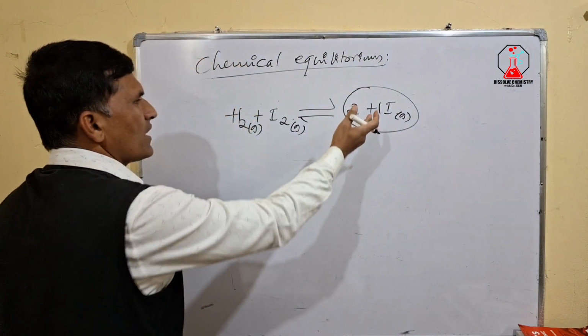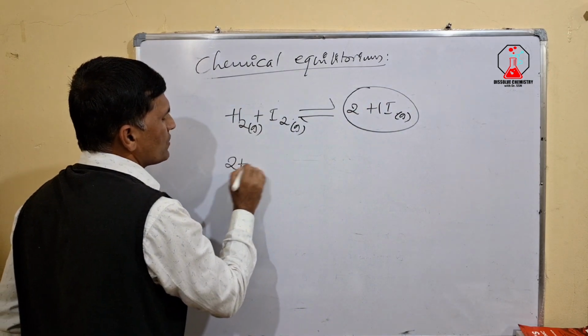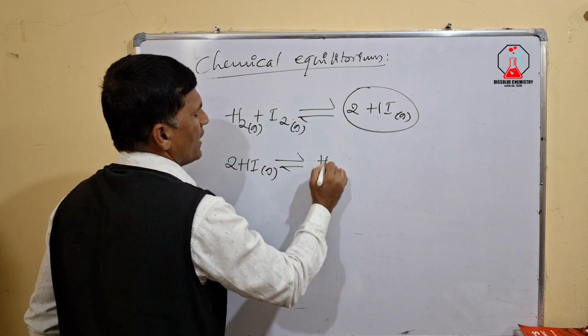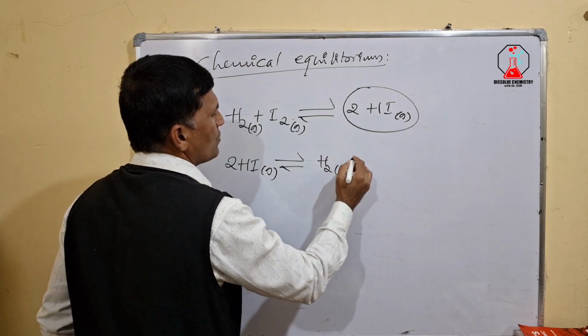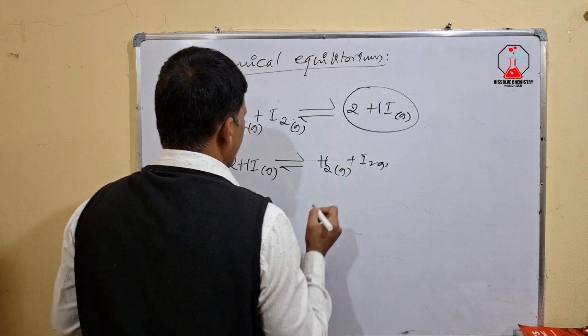Okay, so now we are starting with H2 plus I2 to give HI. And similarly, if you start with 2 moles of HI, okay, it reversibly gives H2 plus I2, right? So we will take it like this.